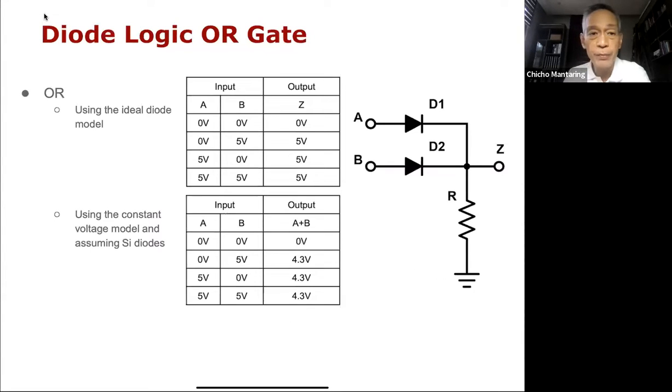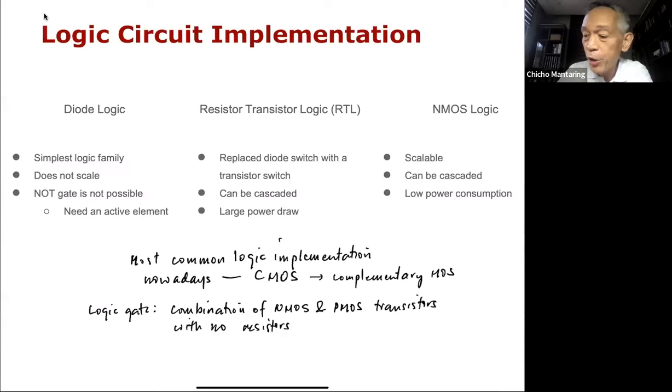Okay, diode logic. One of the disadvantages, by the way, of diode logic is you cannot implement the NOT gate. It's not possible to implement an inverter. You can only implement an AND and an OR. And therefore, diode logic by itself is not a complete logic family, because in a complete logic family, you should be able to implement all possible logic functions.